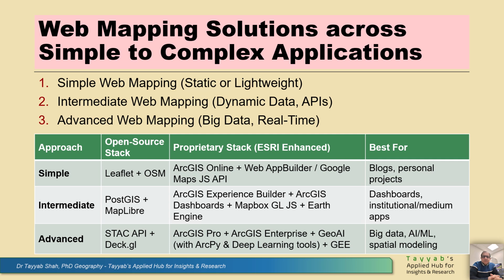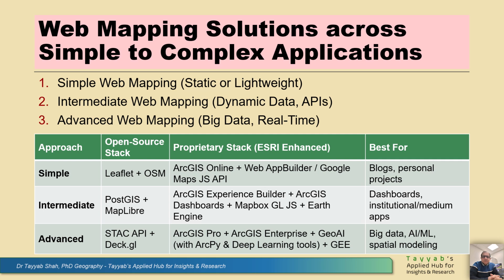Advanced is basically where you have a large data, huge information processing, those kind of applications. You can see the STAC API and deck.gl could be one of the combinations where you can visualize and process those large information. And ArcGIS Pro and Enterprise GIS could be one of the case studies in the proprietary case where they are using, and Google Earth Engine is also following in this category as well.